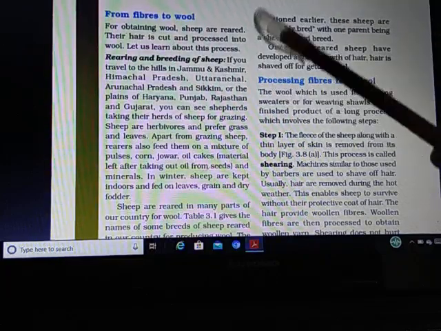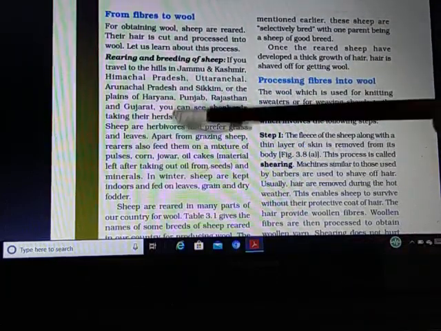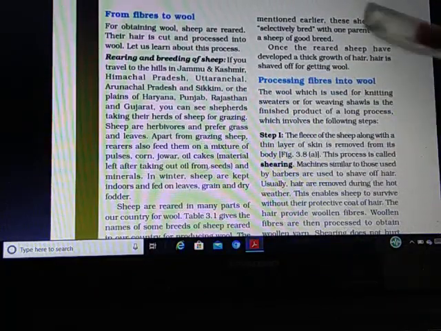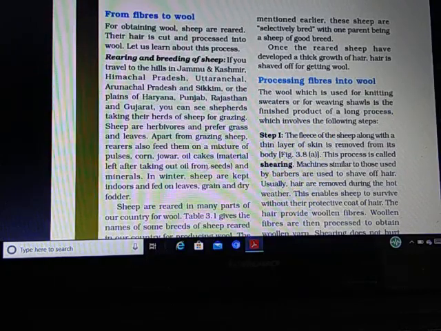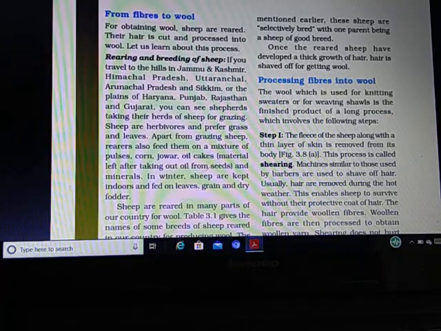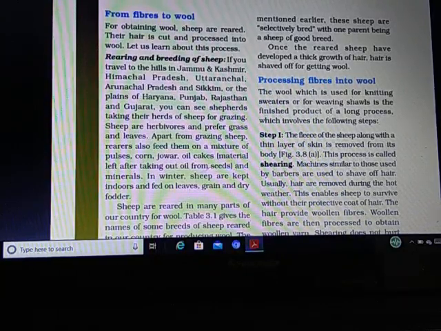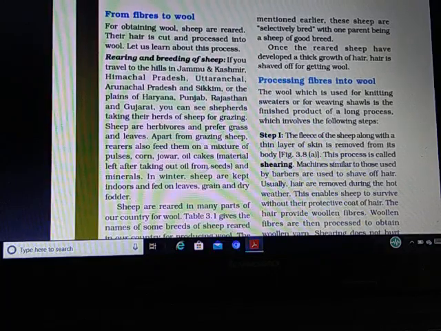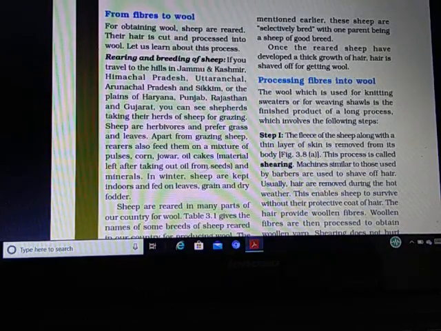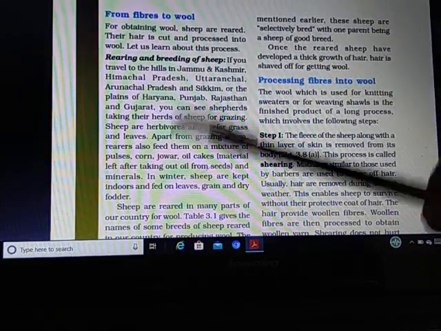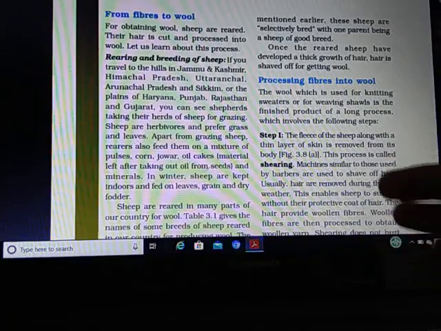Sheep are reared means to provide nourishment. For obtaining wool, first of all we have to nourish sheep. Like in the first lecture I explained about selective breeding, how different types of farming work on such activities. There is poultry farming, then farming for crops, grains, pulses, etc. So this is also known as farming. Different farmers collect sheep, nourish them, provide food, and after that their hair is cut and processed into wool. So different types of farmers do different works.